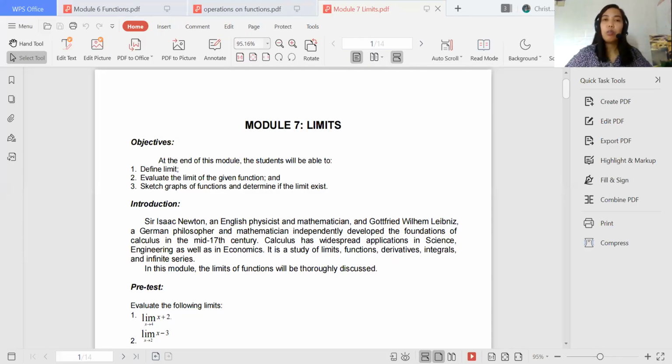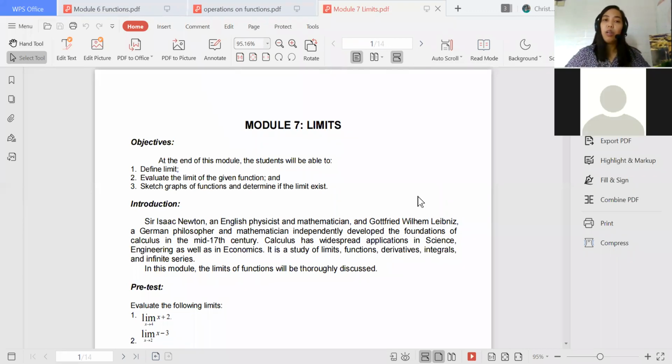Okay, so we'll proceed to Module 7. So Module 7 is about limits. At the end of this module, the students will be able to define limit, evaluate the limit of the given function, and sketch graphs of functions and determine if the limit exists.